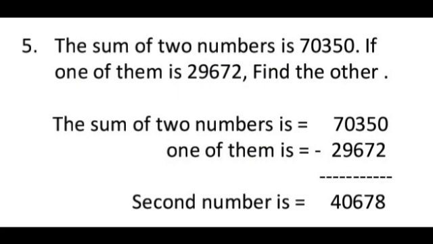83,684. The sum of two numbers is 70,350. If one of them is 29,672, find the other number. Very simple. The sum of two numbers we have written here. One of them is written there. When we subtract, we will get the second number, that is 40,678.